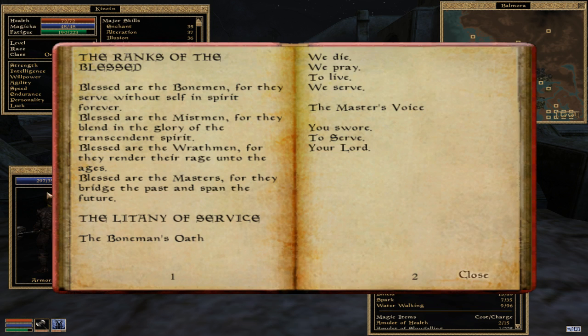Blessed are the bondmen, for their service without self and spirit forever. Blessed are the mistmen, for they blend in the glory of the transcendent spirit. Blessed are the wrathsmen, for they render their rage unto the ages. Blessed are the masters, for they bridge the past and span the future. The litany of service. The bondsman's oath: we die, we pray, to live, we serve. The master's voice: you swore to serve your lord.